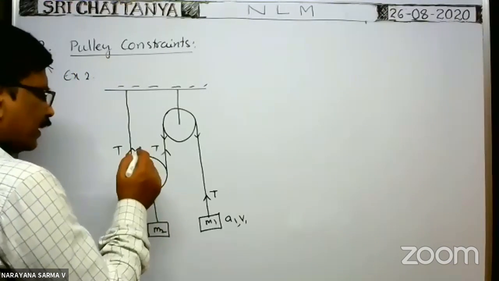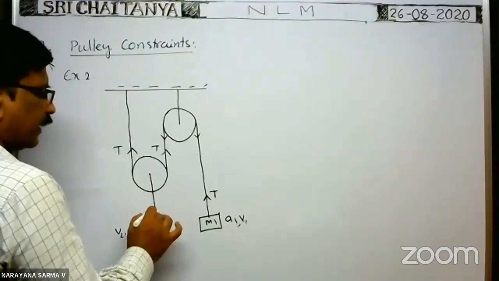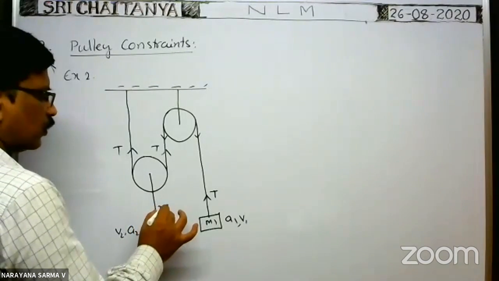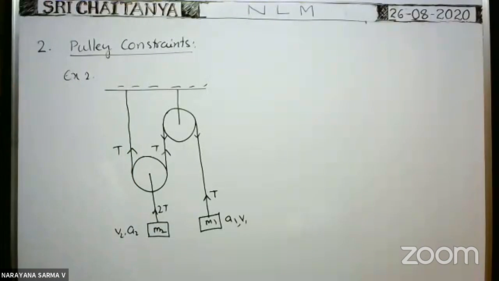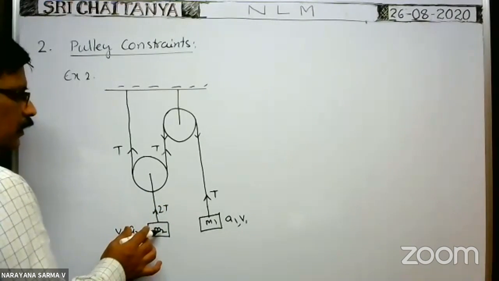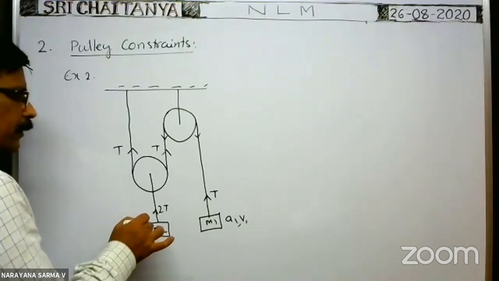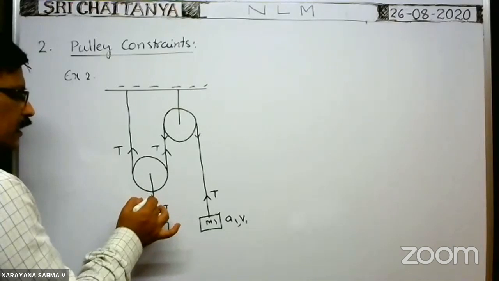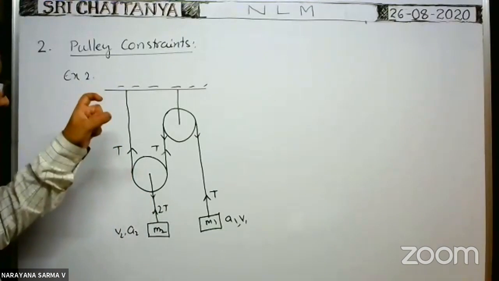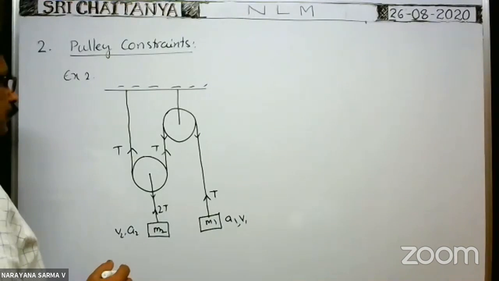Whenever the 2T force acts on the pulley in the upward direction, at the same time here also the tension becomes 2T. The same tension 2T acts in this direction, and with this tension 2T this block is pulled upwards. If you consider the block, this tension is away from the block. If you consider the pulley, the same 2T tension is in this direction. Because it is the same string and a light string, the tension at every point of the string remains the same.